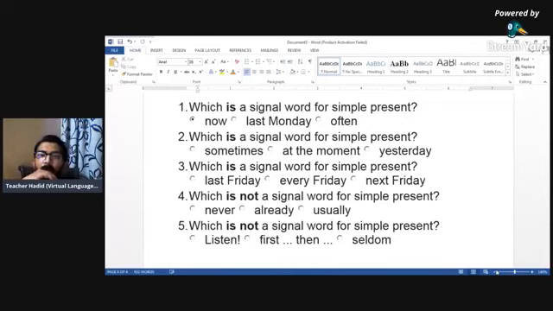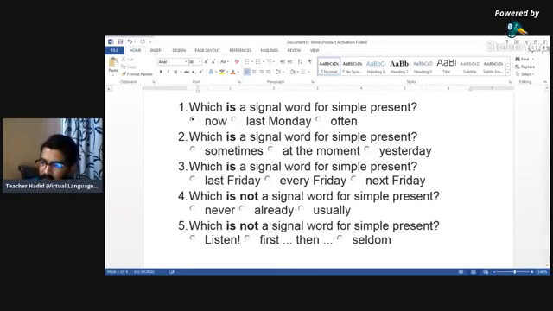For example, every day. We cannot use every day for past tense. For future tense, it's a present simple tense. Sometimes, it's a present simple tense. Whenever you use sometimes, it means you're talking about your daily routine. Whenever you use usually, we talk about daily routine. Whenever you use always, we talk about daily routine. There are specific words that always describe present simple sentences, that always describe repeating actions.